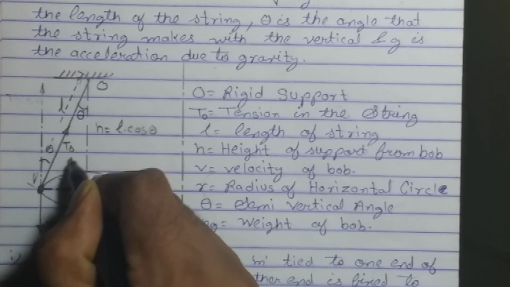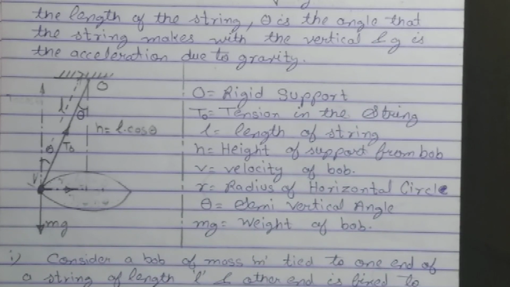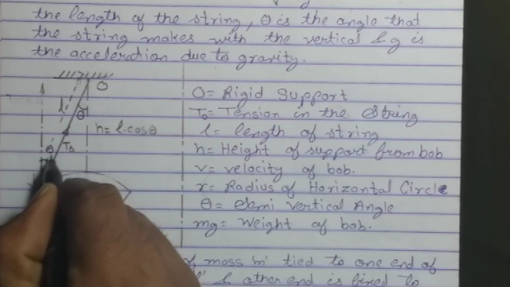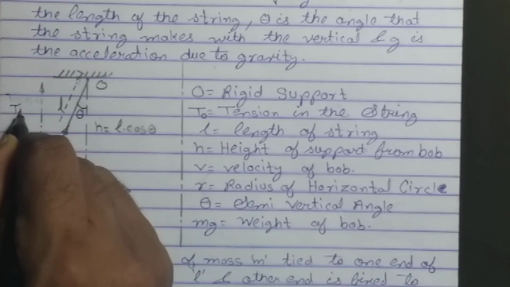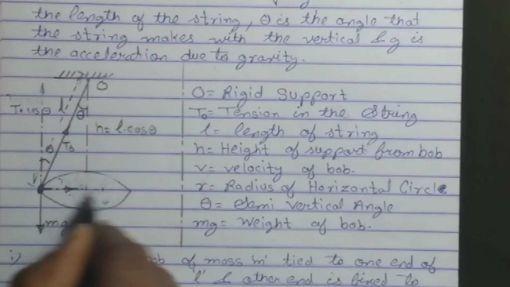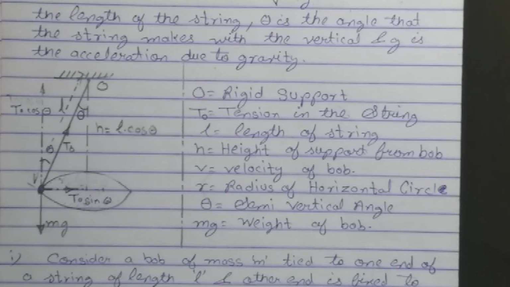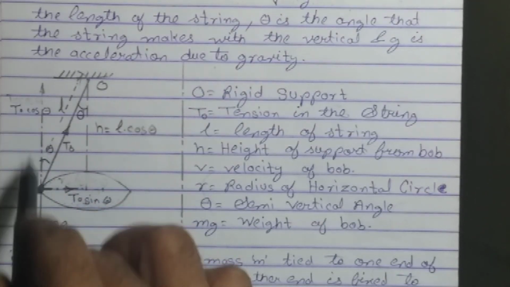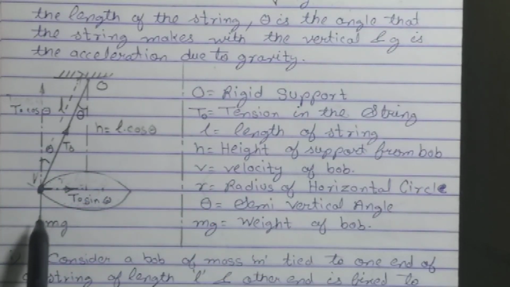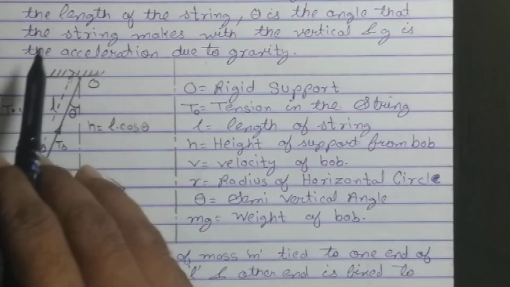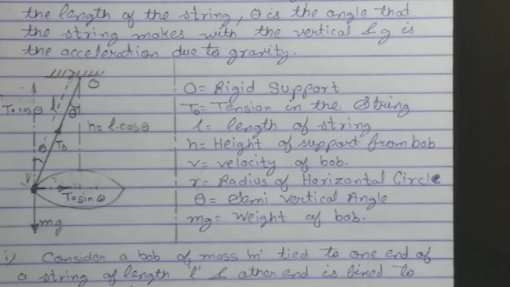So we are going to resolve this T0 into a horizontal component and a vertical component. The vertical component is T0 cos theta, and the horizontal component will be T0 sin theta, according to geometry. This T0 cos theta is a vertical force in the upward direction and is balanced by the downward force, which is the weight of the bob, mg. So we can write T0 cos theta equals mg. This is our first equation.